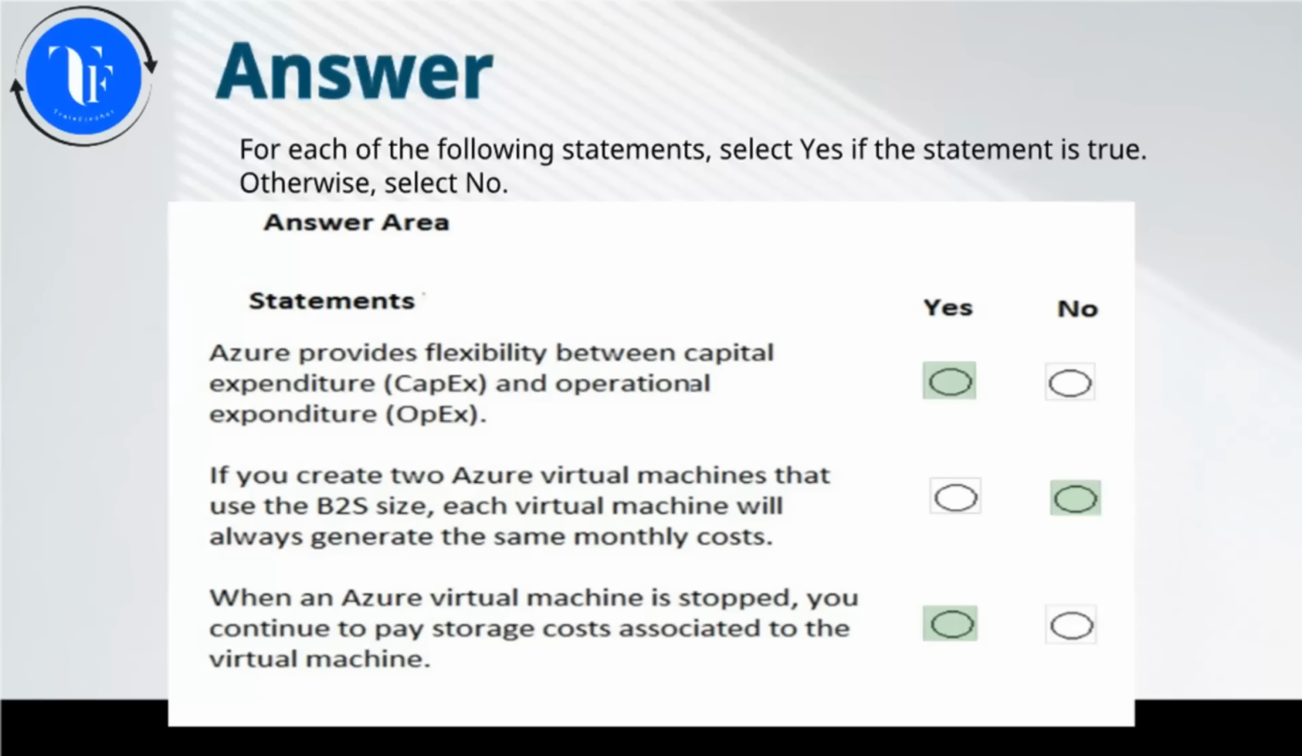If you create two Azure virtual machines that use B2S size, each VM will generate the same monthly cost is wrong because they can have different storage. When an Azure VM is stopped, you continue to pay storage cost associated to the VM is right. When an Azure virtual machine is stopped, you don't pay for the virtual machine. However, you do still pay for the storage costs associated to the virtual machine. The most common storage costs are for the disks attached to the virtual machines.